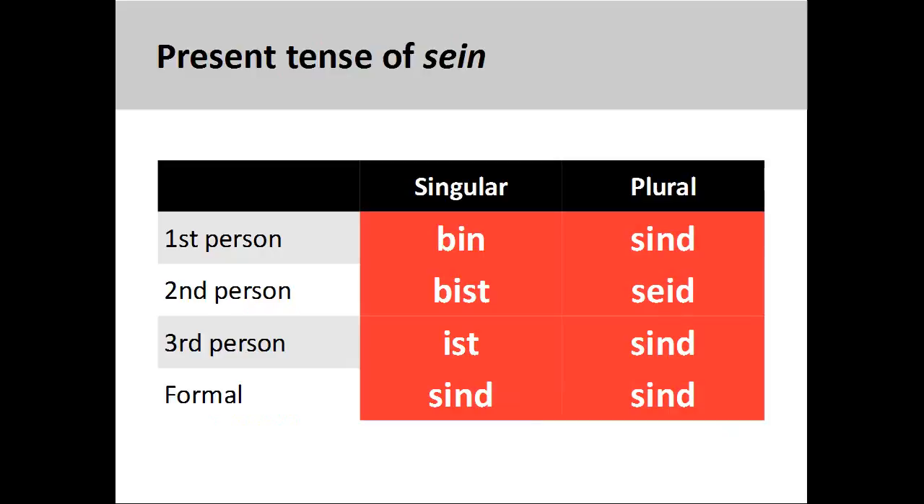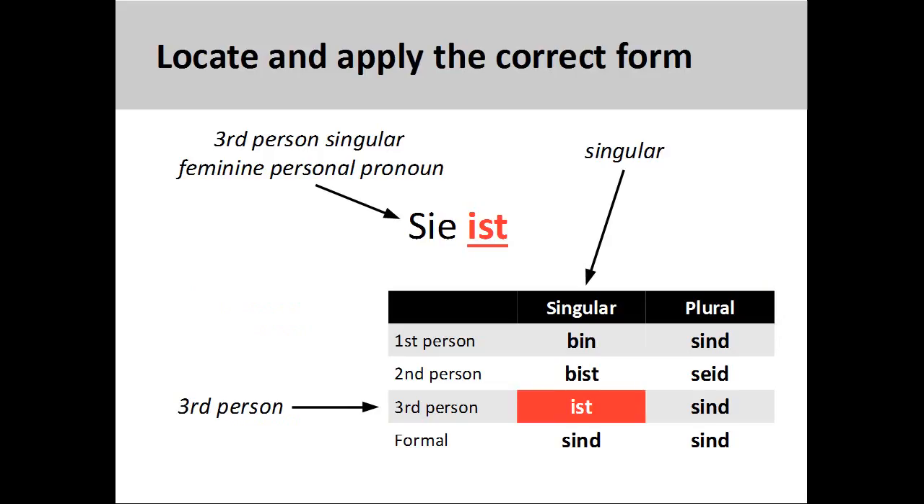Finally, the conjugation pattern for the strong verb sein, to be, is completely unpredictable and must be committed to memory. The sentence sie ist, she is, shows the correct third person conjugation.